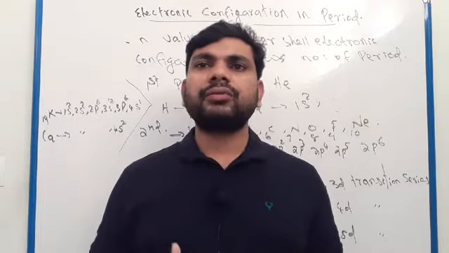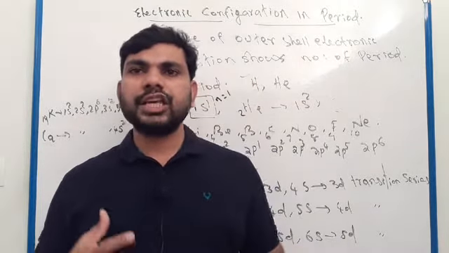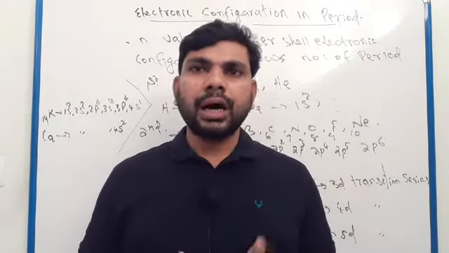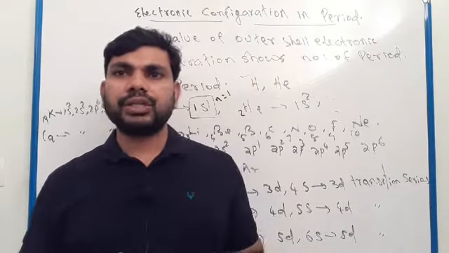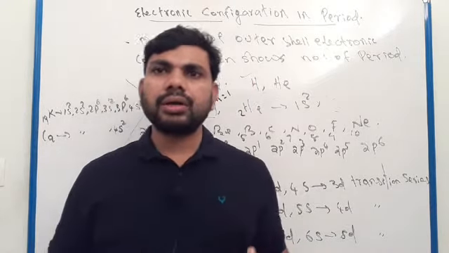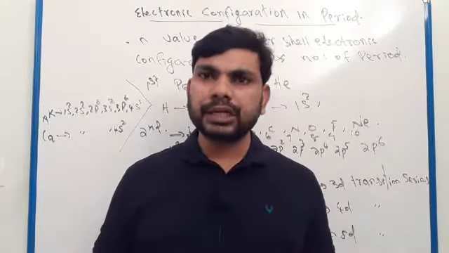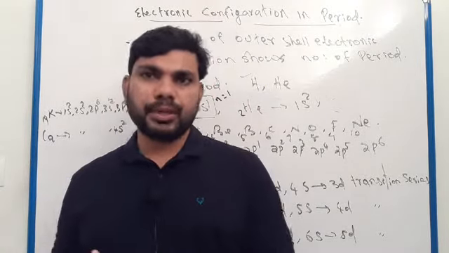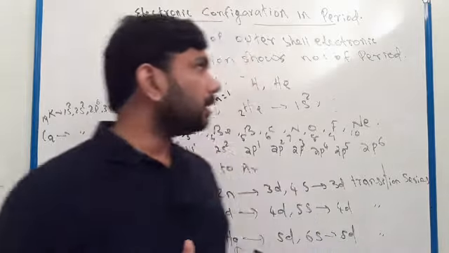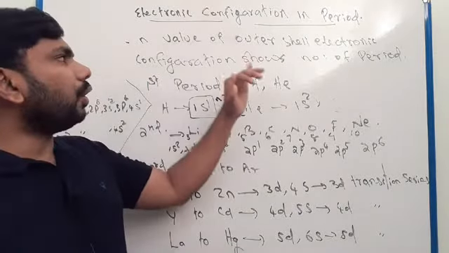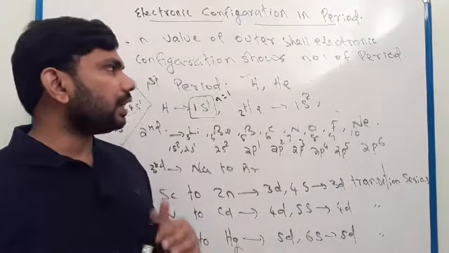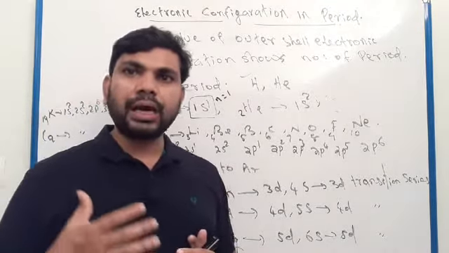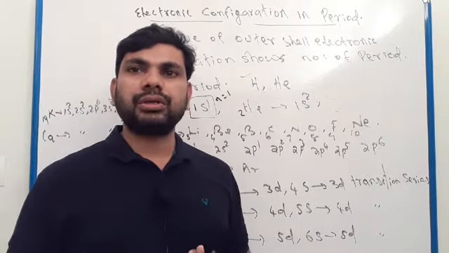Next, we have to discuss subshell electronic configuration and period, the relation between period and subshell electronic configuration. Outer shell electronic configuration helps us to predict the period number of an element. The n value of the outer shell electronic configuration shows the number of the period.